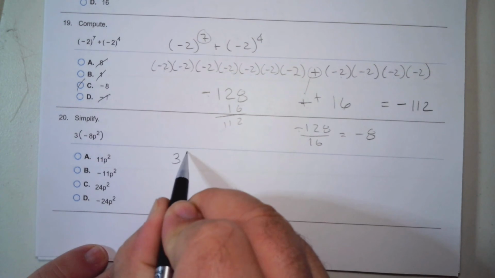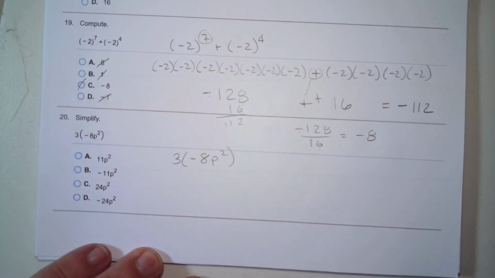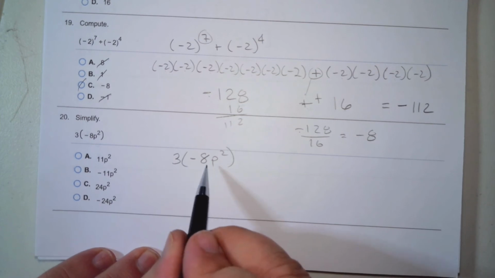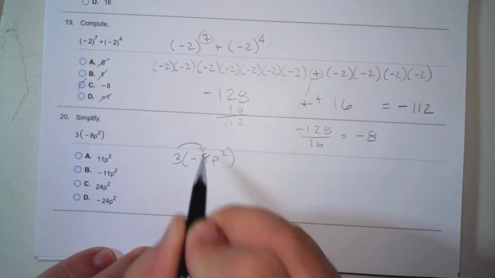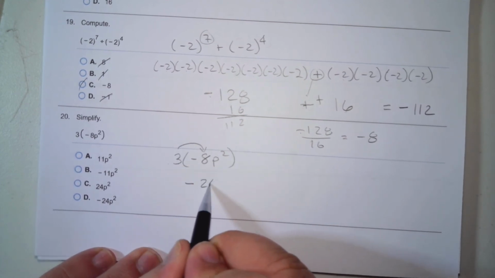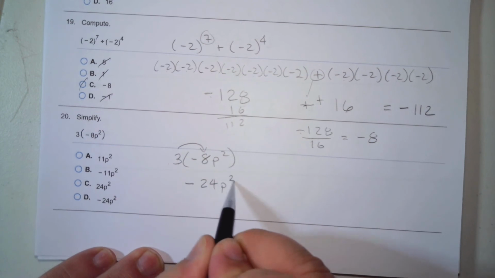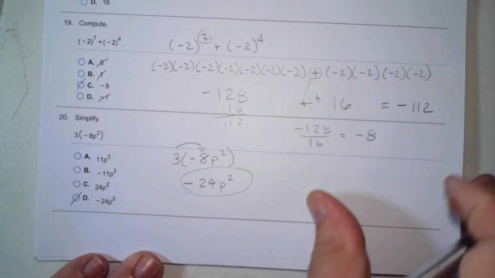Simplify. 3 times negative 8 p squared. You can't do anything inside there, so we get rid of the parentheses. 3, positive times negative is negative. 3 times 8 is 24 p squared. Negative 24 p squared.